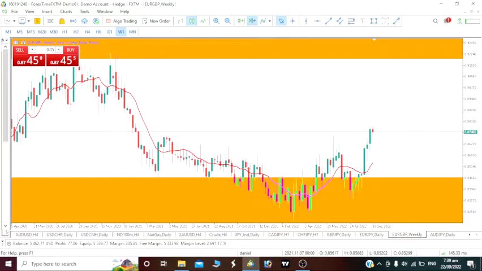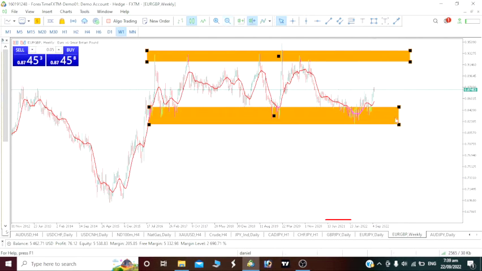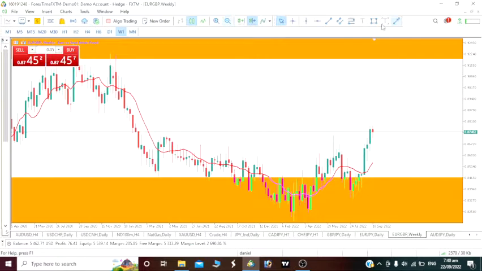That is one. And secondly, this price is now above the 10-period moving average. So that is an indication that you are going bullish on our EURGBP. Now let's take a look at it. Let's dive in for better understanding.